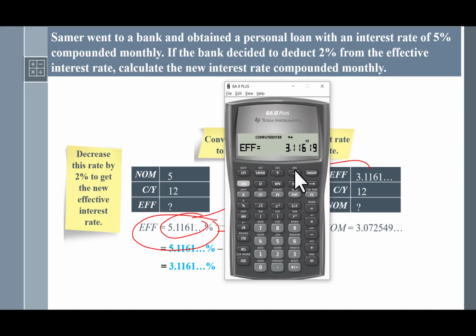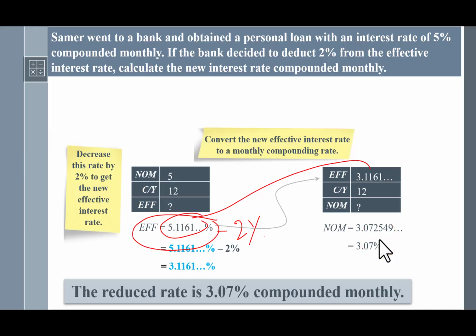Okay, all we have to do now is go down or up till we reach NOM. You don't have to change CY and just press CPT. And the answer will be 3.0725, etc. So 3.07% after rounding.